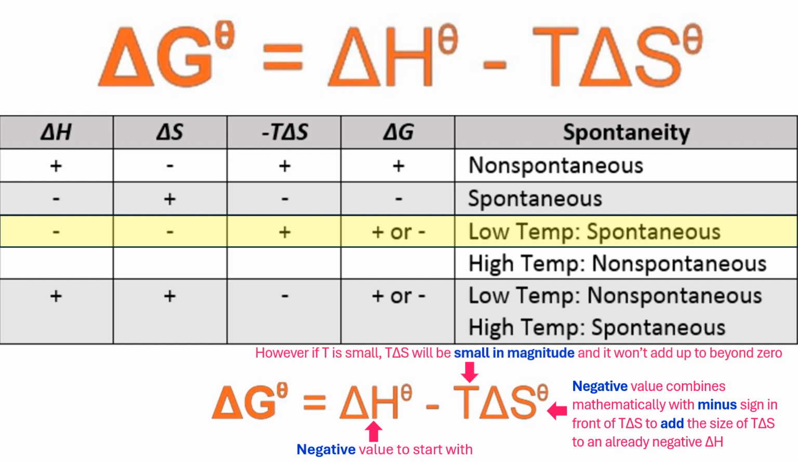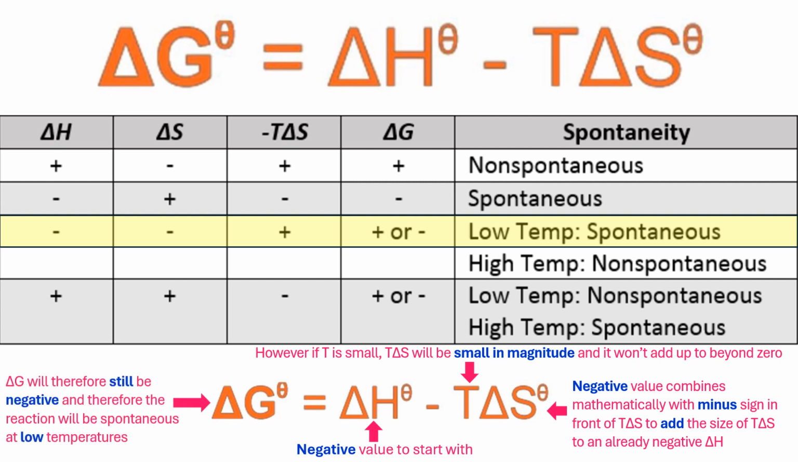Now, if T is small, T delta S will be small enough in magnitude and it won't add up to beyond zero. So what will happen is delta G will still be negative, it will be spontaneous, but delta G will be not very negative. It'll be a little bit closer to zero. So therefore the reaction will be spontaneous at low temperatures.